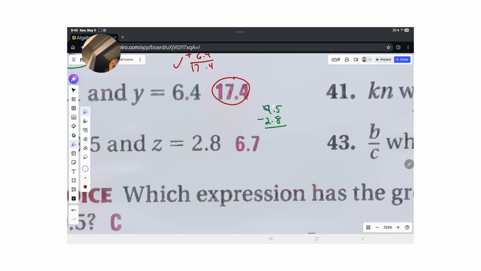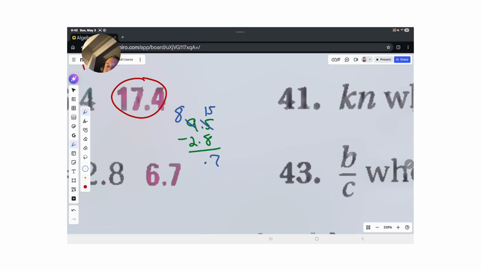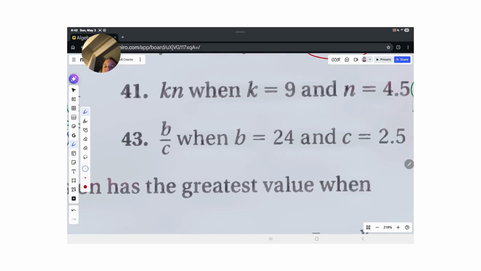All right, we need to borrow. So let's go ahead and borrow here. We're going to borrow a 10. That becomes 15, and this becomes 8. 15 minus 8 is 7. Bring down our decimal. And 8 minus 2 is 6. 6.7 is correct.